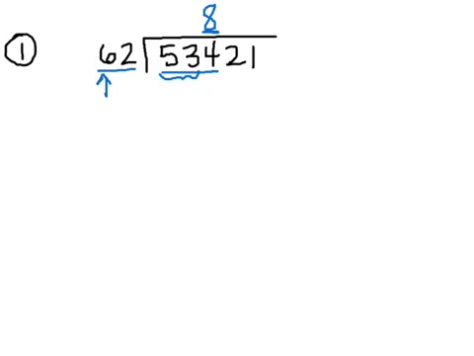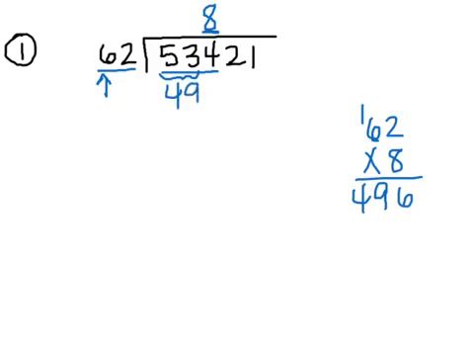So I'm going to try 8, and I'm going to come over to the side and do 8 times 62 and see what we get. And we get 496. As long as 496 is smaller than the 534, then we know that's the right answer. So now we subtract. Notice we drew a line and we drew a negative sign, or a minus sign, and that's going to be important in polynomials as well.